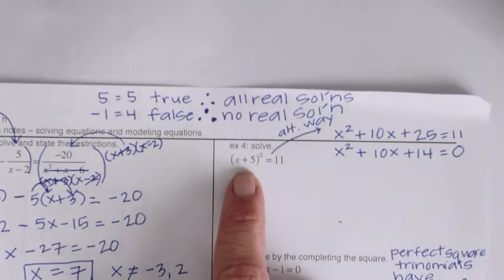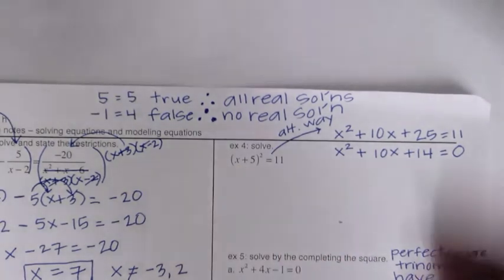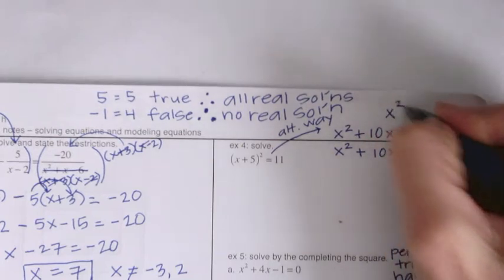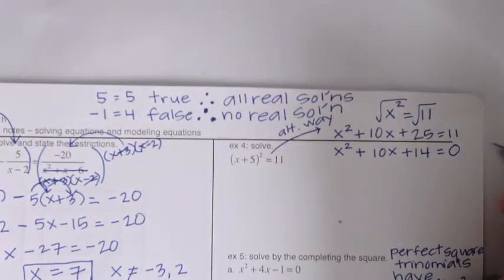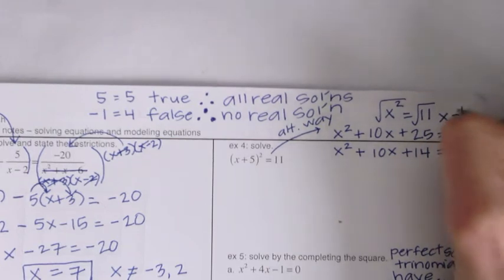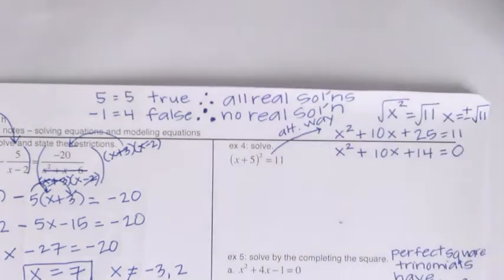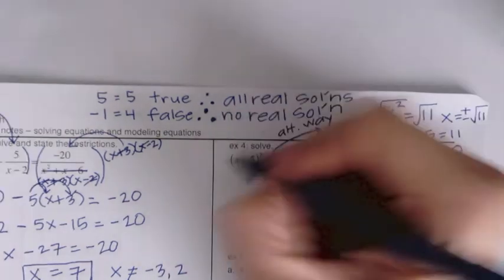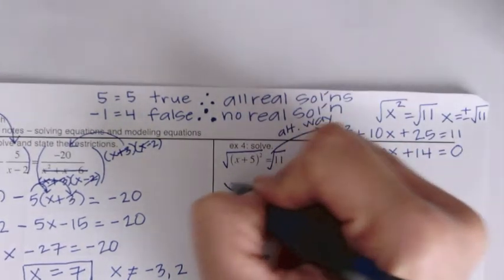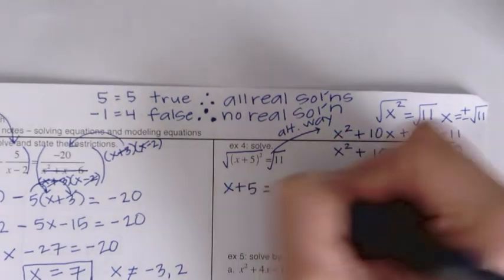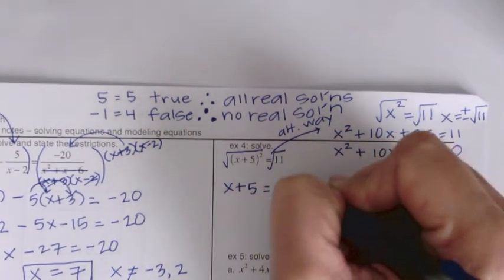This is a perfect square. So if I gave you something like x squared equals 11, then you wouldn't try and mess with quadratic formula. You would just do that and get plus or minus root 11. And we're going to do the same thing here. We're going to square root both sides, and we get x plus 5 equals plus or minus square root 11.